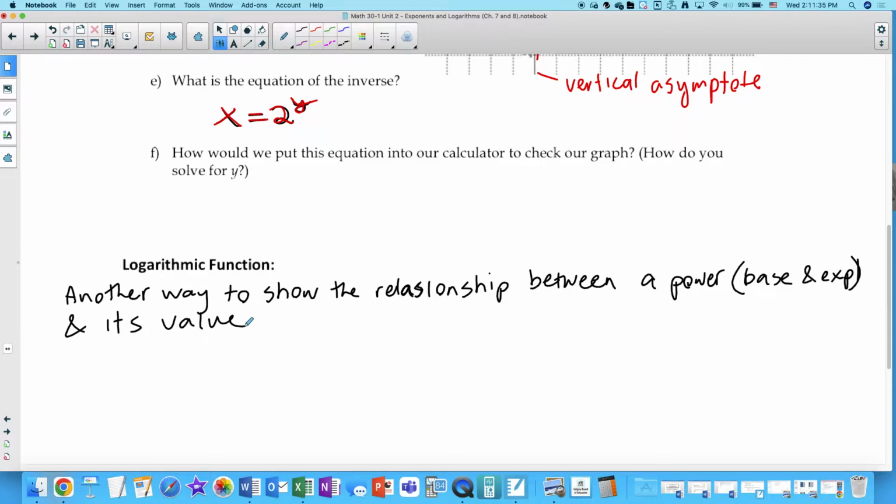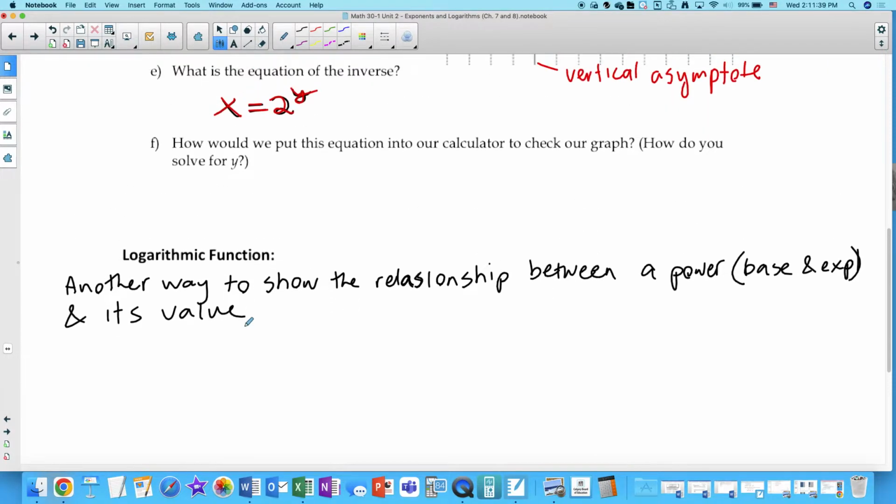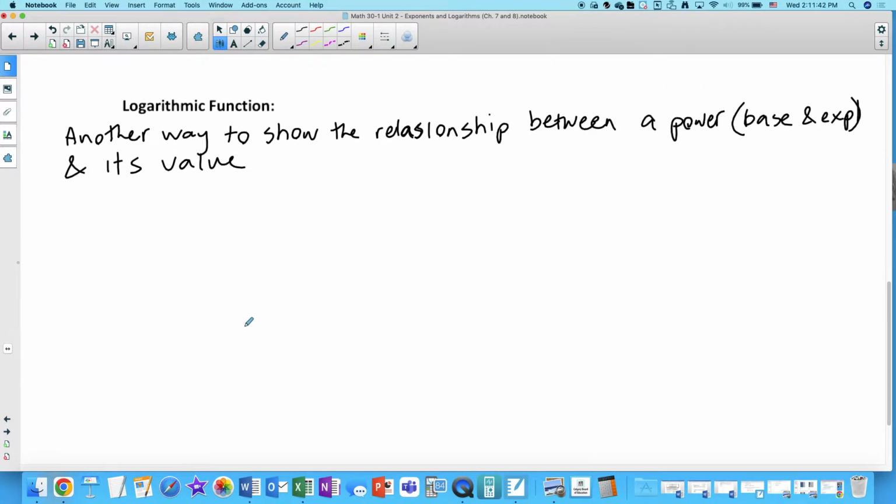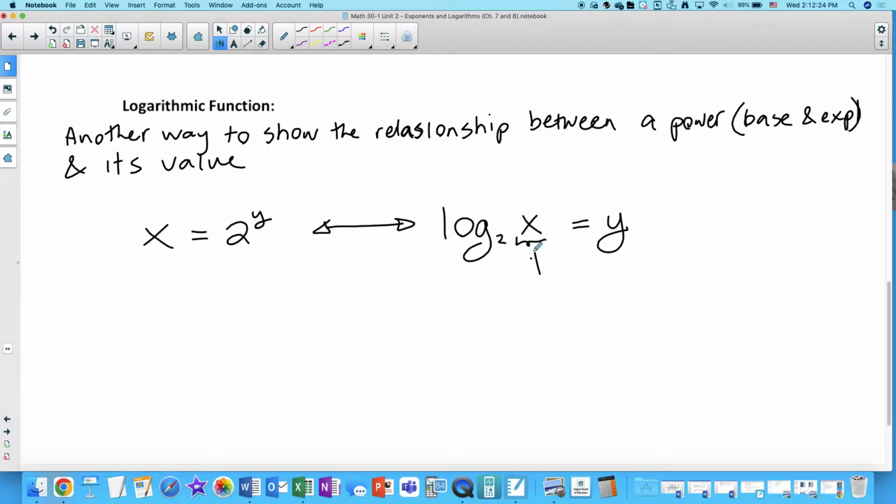Okay? So, for example, let's say I have x equals 2 to the y. In logarithmic form, this is the exponential form. This will become a logarithm with a base of 2. The base sort of goes in the subscript of the value, that's x, is equal to the exponent. Now the value, this is not called the value of the logarithm. This is called the argument.